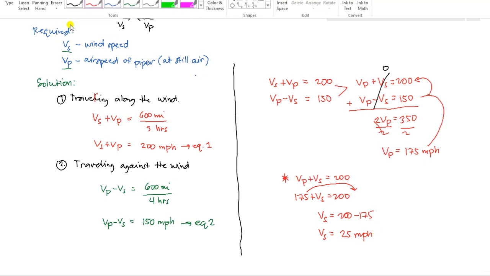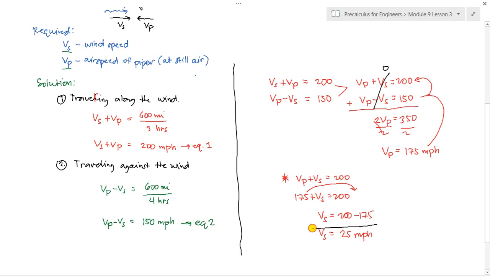So therefore, we have the two answers. The wind speed is 25 miles per hour and the airspeed of the Piper is 175 miles per hour. And if you really want to check, substitute the VP and VS. So if we add 175 plus 25, the answer is 200. So that's why in equation 1 we have 200 miles per hour. And if we take the difference of 175 and 25, the answer here is 150. That is the constant that we see in equation 2.